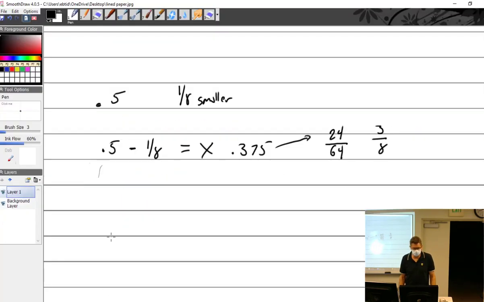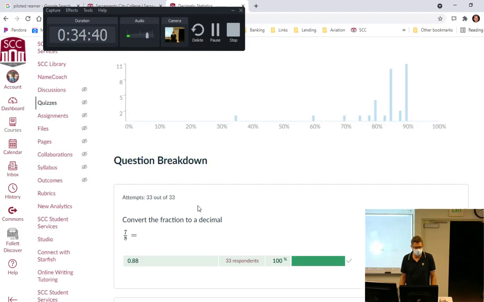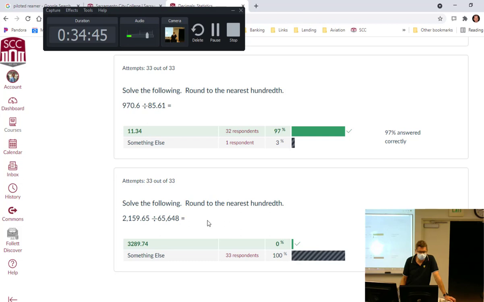Okay, it is officially a break. What is the correct answer? For which one? Number 20? Which one's 20? Last one? Oh, sorry, I didn't realize it. Everybody missed that one.